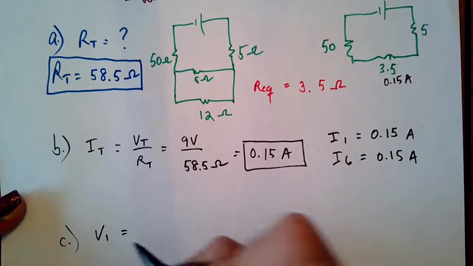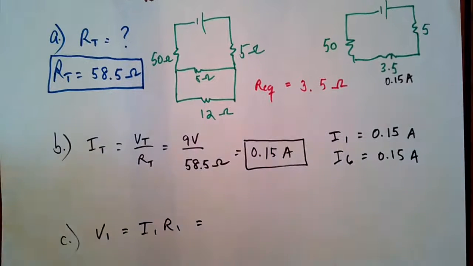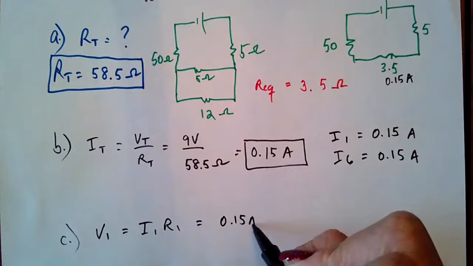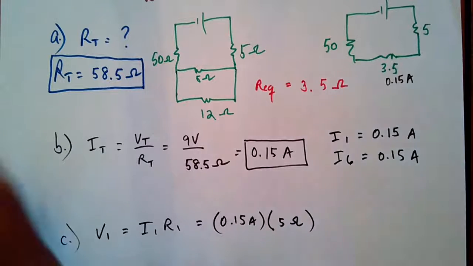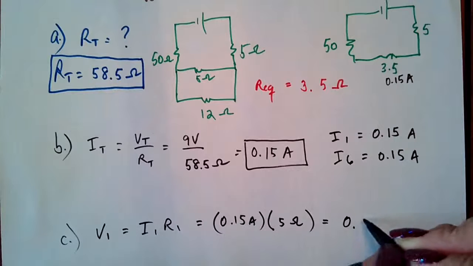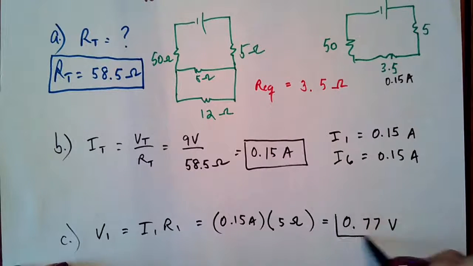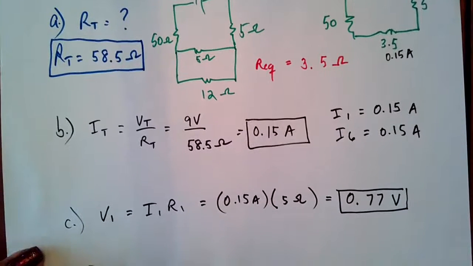So I'll go V1 is equal to I1 R1. So our I is 0.15 amps times resistance is 5 ohms. And this is going to get 0.77 volts. So that is our volts for the first resistor.